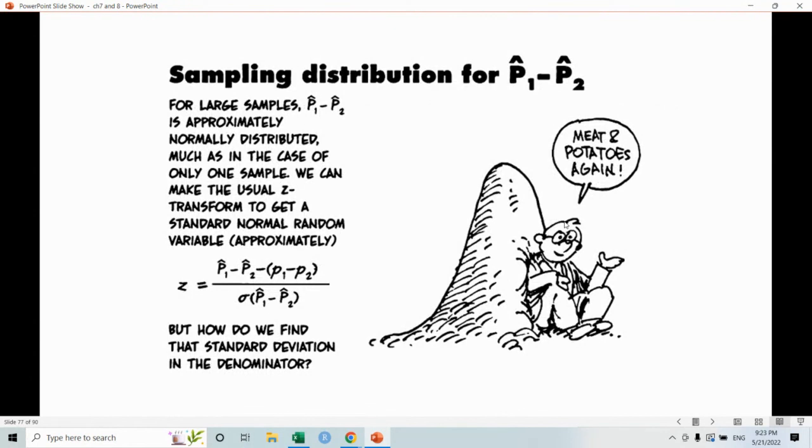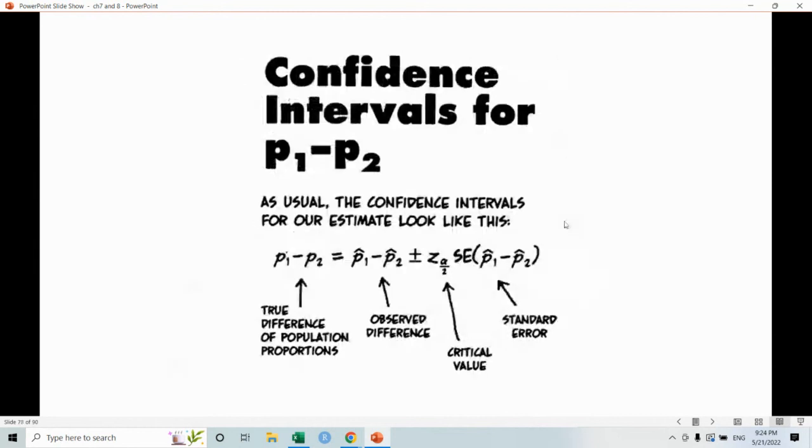Sampling distribution for P hat 1 minus P hat 2. For large samples, the difference in these two proportions is approximately normally distributed. As in the case of only one sample, we can make the usual z transform to get a standard normal random variable. So we get a z-score based on this formula. How do we find that standard deviation in the denominator?